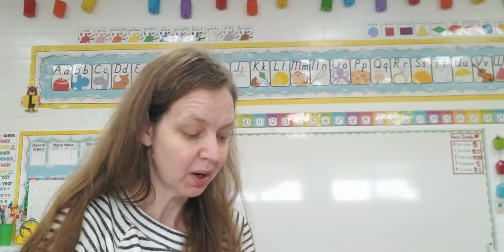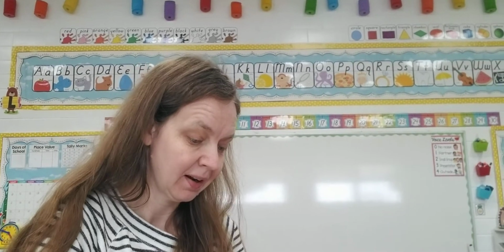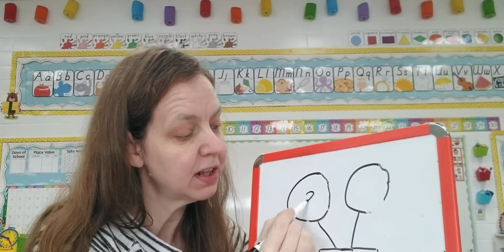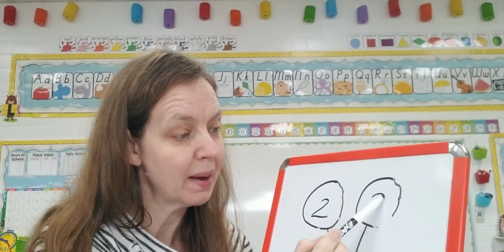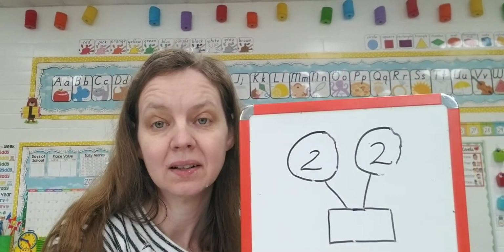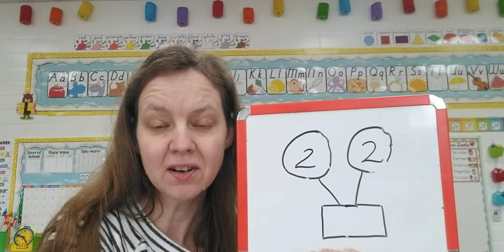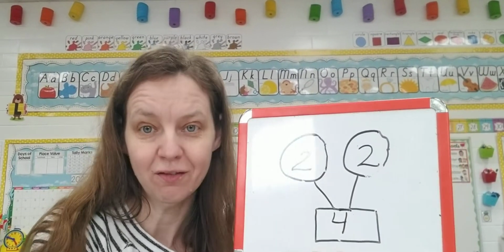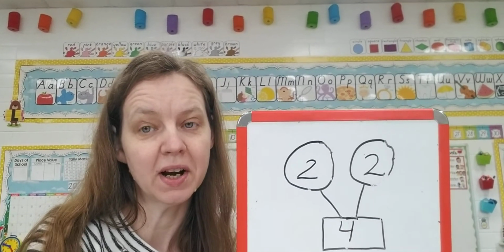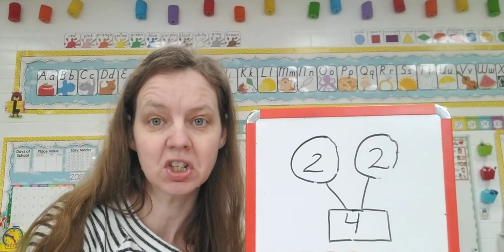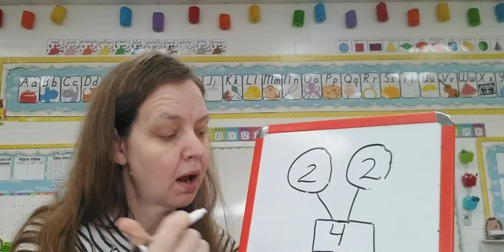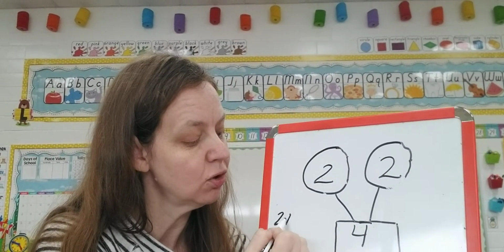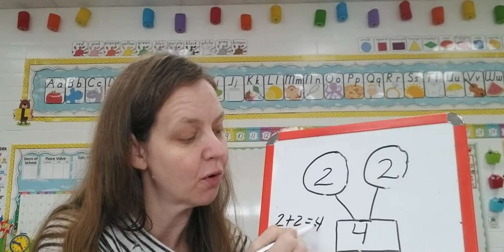We've got 2 more to practice together. There were 2 rabbits in the field eating flowers, and 2 more rabbits hopped by. How many rabbits were there altogether? 2 plus 2 equals 4. I hope you have that one in your brain already. If you don't, use your counting strategy. 2, 3, 4. All right, write your number sentence. 2 plus 2 equals 4.